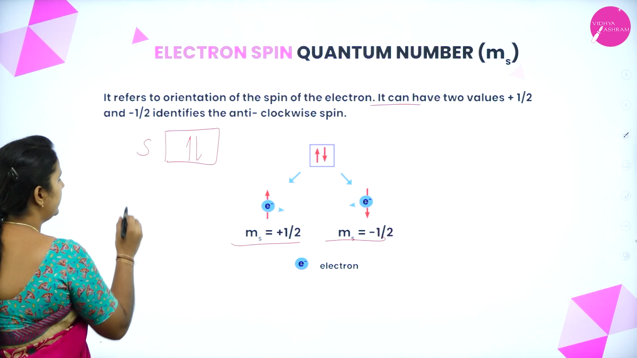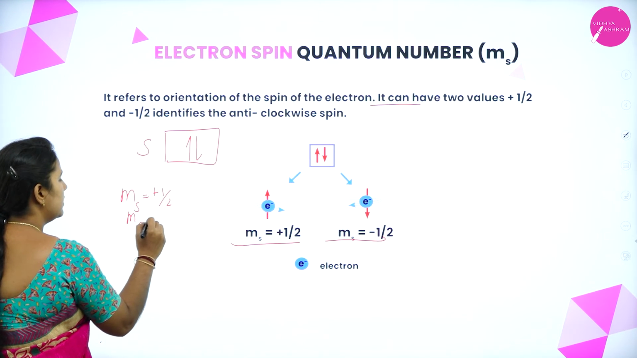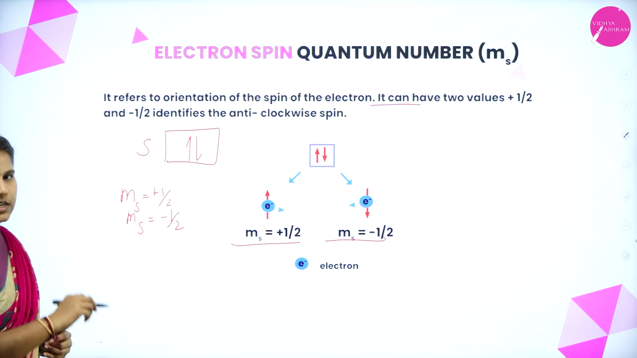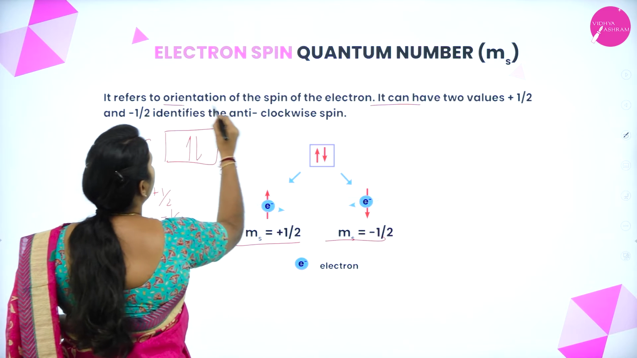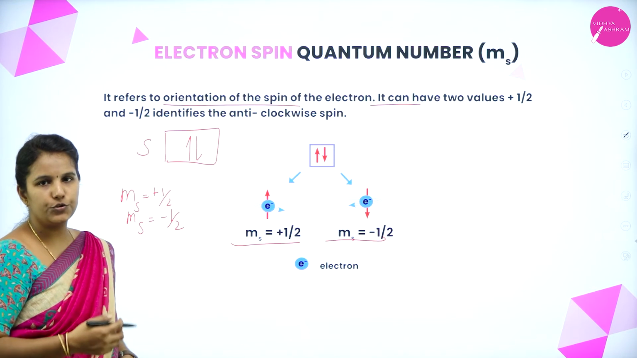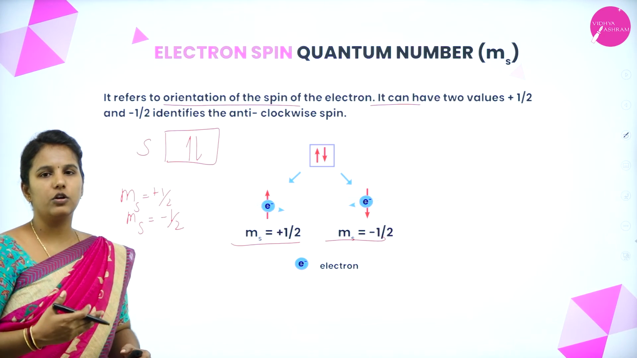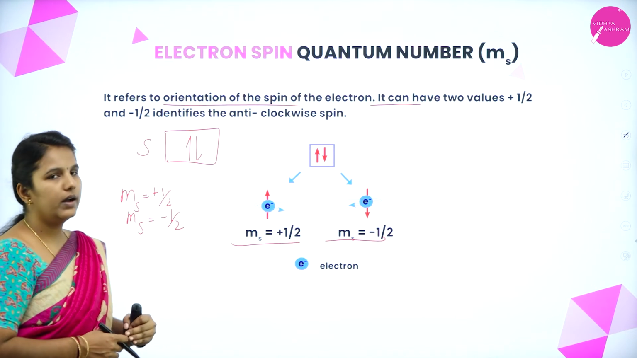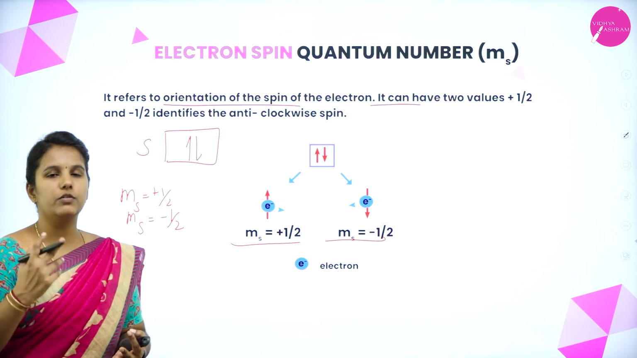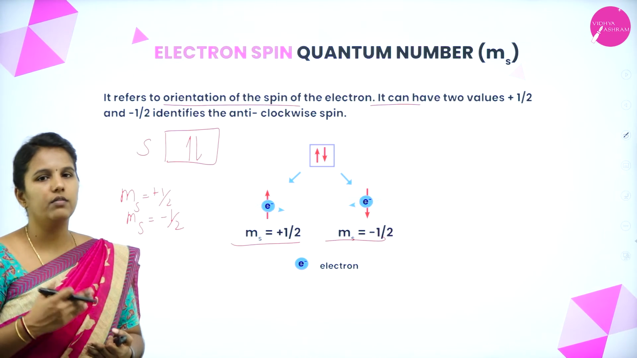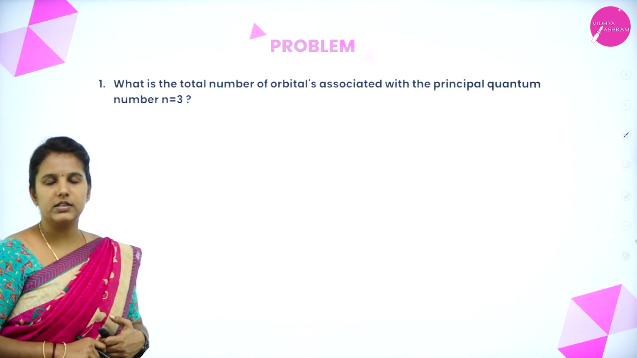The spin of the electron can be written as ms plus half and ms minus half. Remember, it refers to the orientation of spin of the electron, and it has the 2 values, that is plus half and minus half. So the spin quantum number, that is ms, gives the information about the spin of the electron, where the electron has two values, plus half and minus half. Now let us move on to the next one, that is a numerical.